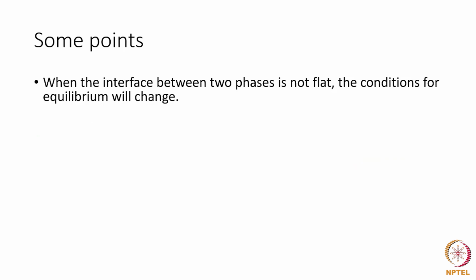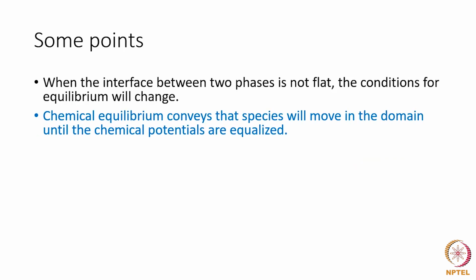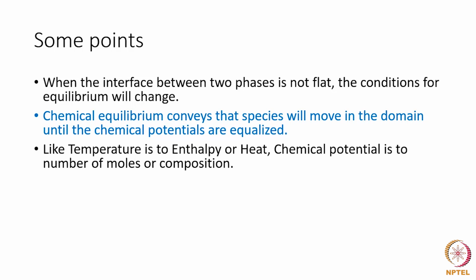Some points that I would like to raise at this moment. If the interface between the two phases is not flat, the conditions for equilibrium will change, and chemical equilibrium conveys that species will move in the domain until the chemical potentials are equalized. And there is an analogy that we can draw from our familiarity with the thermal aspects: just like temperature is to heat, that is, changes in temperature will lead to flow of heat, similarly chemical potential is to the number of moles or composition of any species. That is, a change in the chemical potential across two regions will be the reason why the number of moles of any species would flow from one point to another. So in that sense, quantities like temperature or chemical potential are basically potentials which lead to flow of heat or flow of moles of a particular species.